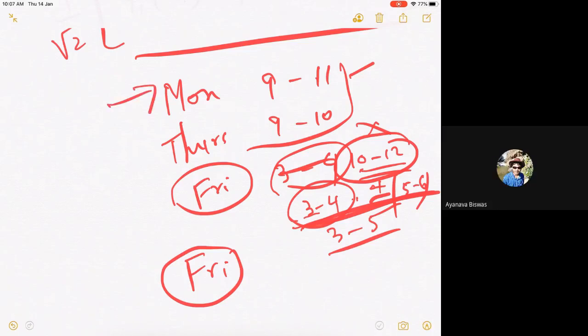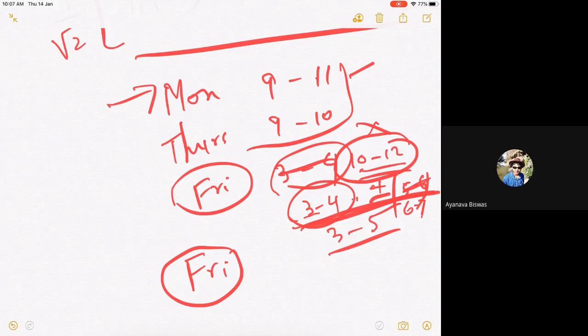Sir, 5 to 6, I have some problem. Can you please shift it to 6 to 7? I think I can shift it. You tell me one time. 3 to 4 and 6 to 7. Okay. Is it all right for everybody? Yes, sir. Okay. So please note it down: 3 to 4, 6 to 7. Okay. For tomorrow, just for tomorrow.